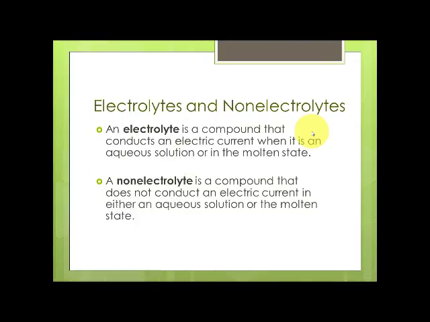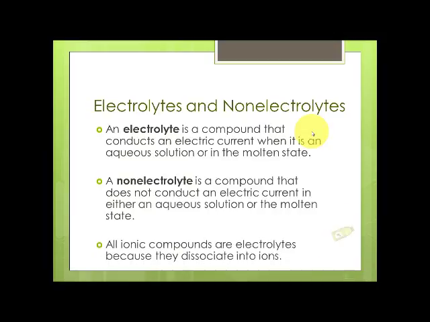Okay, next, we've probably heard a lot of these on commercials with food. Electrolytes and non-electrolytes. An electrolyte is a compound that conducts an electric current when it's in its aqueous solution, or in a molten state, meaning it's in a liquid form. A non-electrolyte is a compound that doesn't conduct that electric current. All ionic compounds are electrolytes because they dissociate into their ions. They break apart into their positive and negative charge.